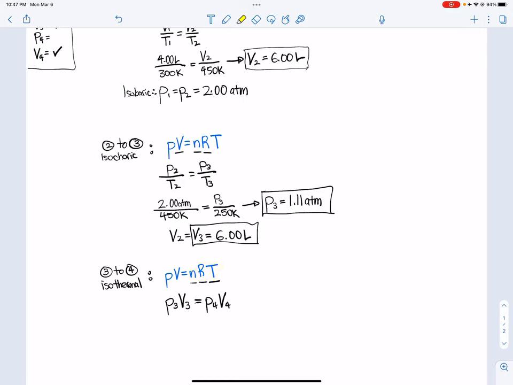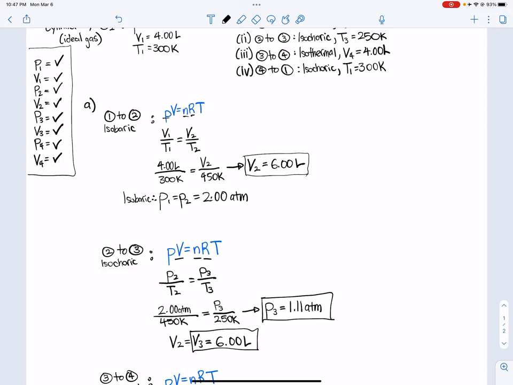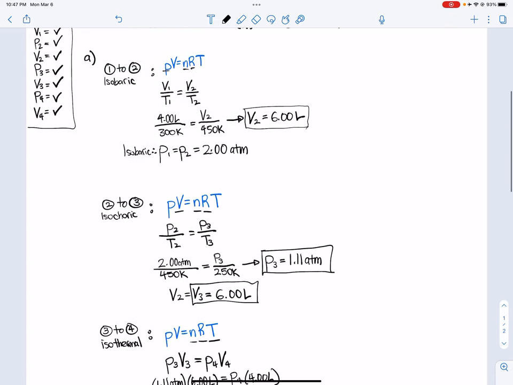Okay. So moving forward, let's plug in P3, that's 1.11 ATM. V3, that's 6.0 liters. P4, we're trying to solve for that. V4 was given to us, that was 4 liters. Use algebra and plug it in the calculator, and you would find that P4 is equal to 1.67 ATM. Okay, so now we have P4, and if we look at our list, we need to draw the PV diagram. We have everything. So let's draw the PV diagram.